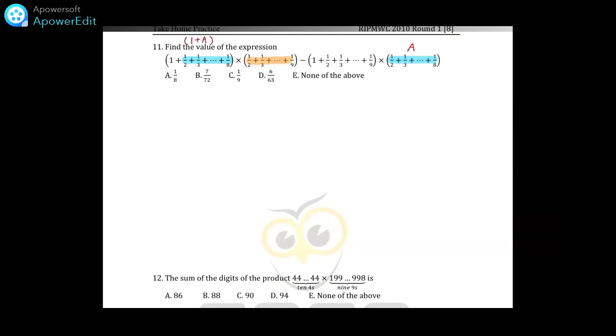Now for the other two groups, we look for the fraction that are the same. These are the same. Let's call it B, and 1 plus B. Let's simplify the question. 1 plus A times B minus 1 plus B times A. So simplified, we have 1 times B, which is just B, plus A times B, which is AB. The minus 1 times A minus B times A, so minus AB.